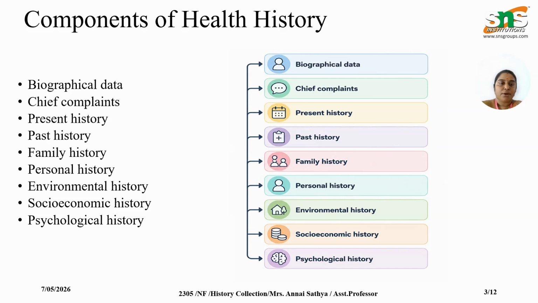So, next we move on to the components of health history. Health history has several important components. These include biographical data, chief complaints, present history, past history, family history, personal history, environmental history, socioeconomic history, and psychological history. Each component provides valuable information regarding the patient's condition, and it also helps nurses to understand the patient holistically. Collecting all these details ensures comprehensive nursing assessment and individualized patient care.